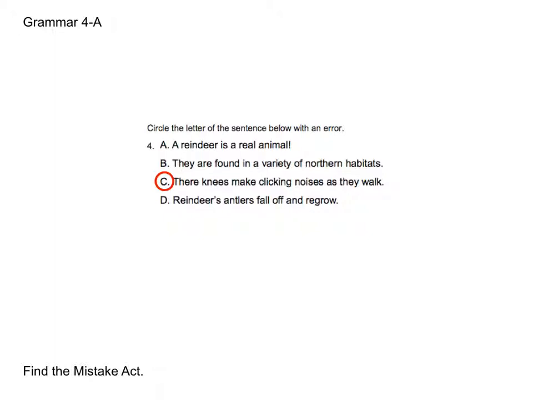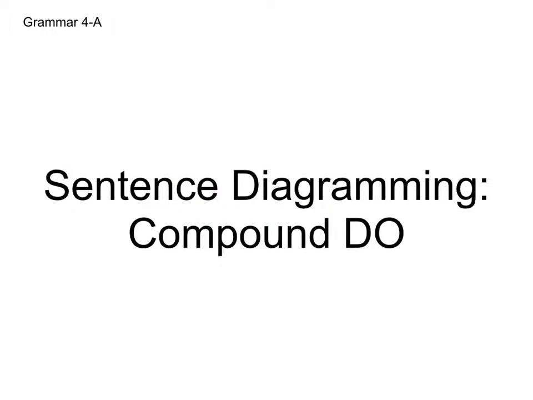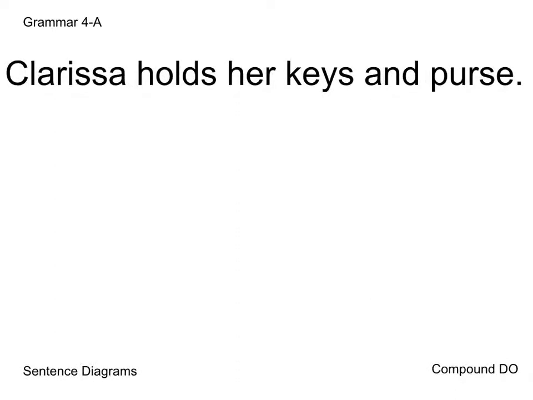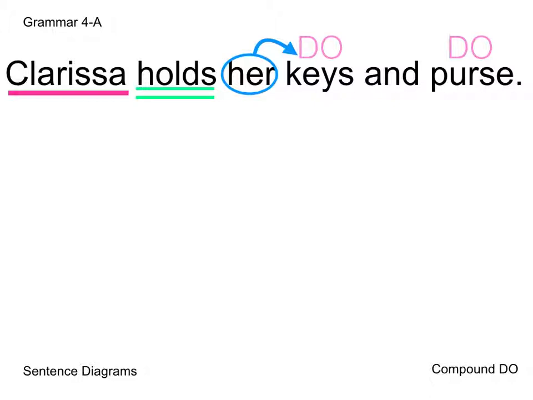So now that we've had fun with all these new activities, we're going to get into sentence diagramming. We'll start with the compound direct object. Our first sentence is Clarissa holds her keys and purse. Our subject is Clarissa, and Clarissa is completing the action of holding. Holds is our verb. Now, what is being held? The keys and purse. So I'll label those as our direct objects. Her is describing keys and is our coordinating conjunction.